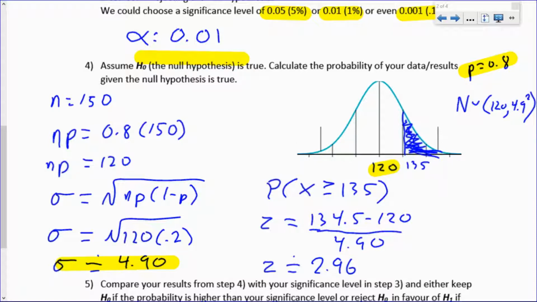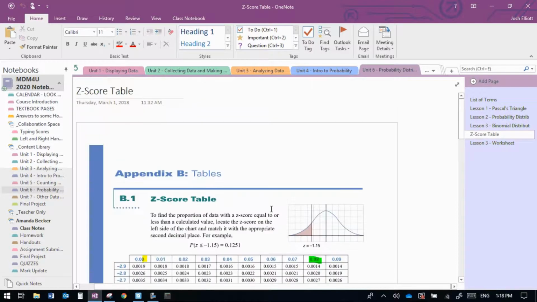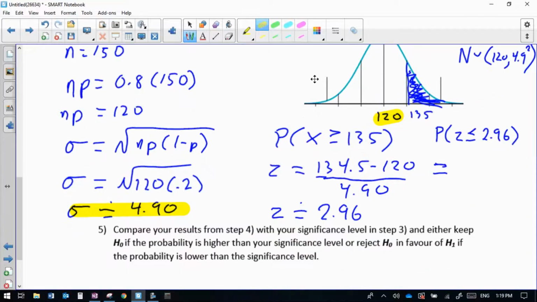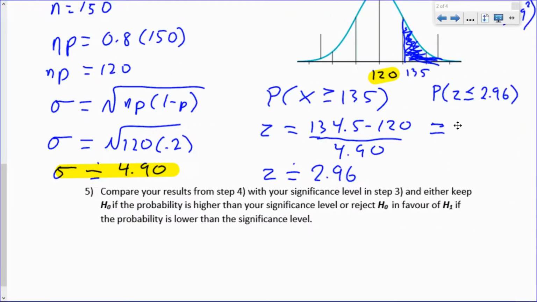We then can use our z-score table, and unfortunately z-score tables are always less than or equal to. So what's the probability of getting a z-score less than or equal to 2.96? I hope you realize that's going to be a pretty high probability. Let's just take a look at our z-score table. Okay, 2.96 is all the way down, 0, 1, 2, 3, 4, 5, 6. 0.9985 is what we get there. So that answer is 0.9985. But that's the probability you're less than, and we want to know greater than.